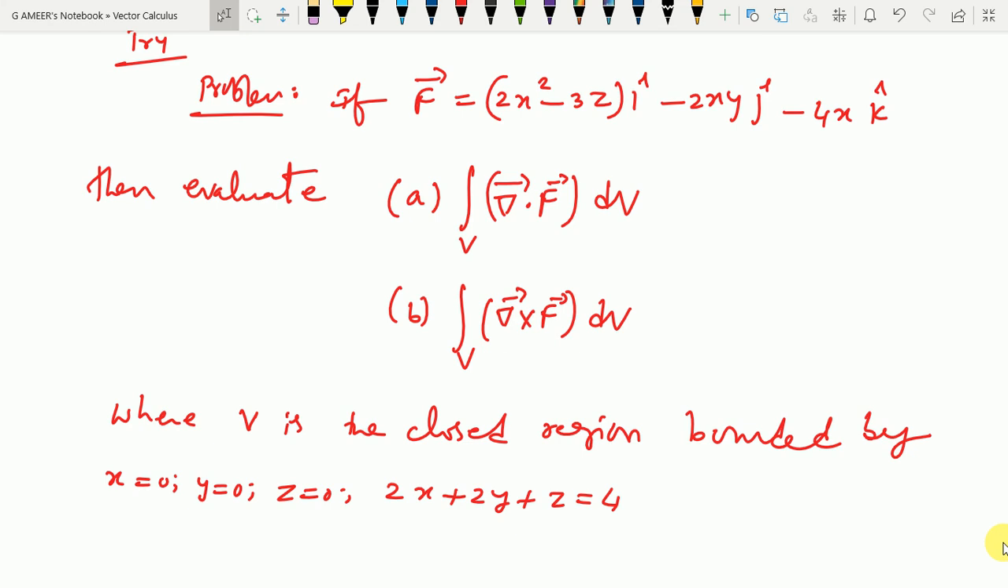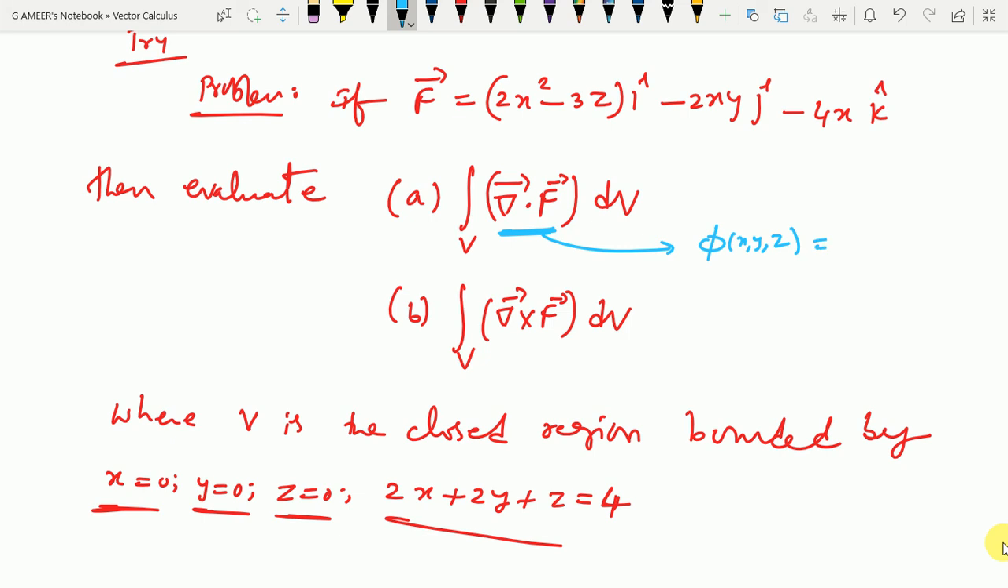This plane is similar to the previous one, with x equal to 0, y equal to 0, z equal to 0. That plane may be something like 4x plus 2y plus z is equal to 8, but the plane equation is almost similar. So this is one plane, two planes, three planes, four planes. The region is bounded by the four planes. Now you need to calculate the volume integration. A few operations are involved here. What is that operation? Divergence of that vector. Divergence of a vector gives a scalar function.